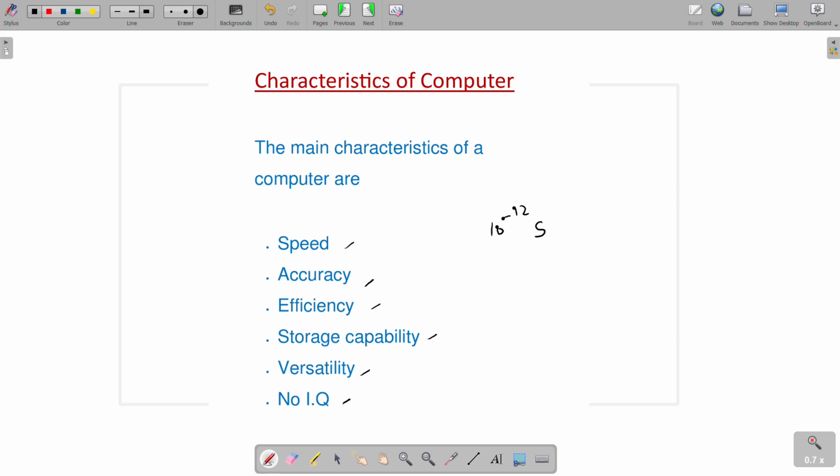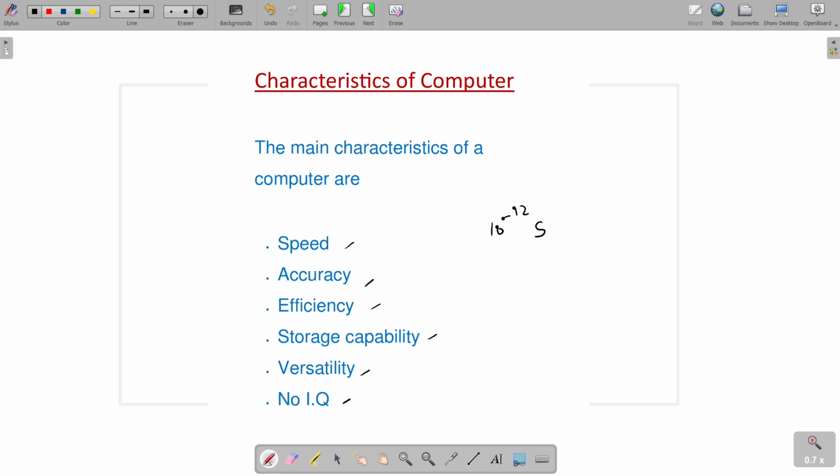Next one is efficiency. Suppose a human being is working for a long time, they will definitely get tired and bored of doing the same kind of work. But a computer, even if you are using it for a long period of time, will not get tired or bored. It can perform long and complex calculations with the same speed and accuracy from the starting to the ending. That is the efficiency of the computer.